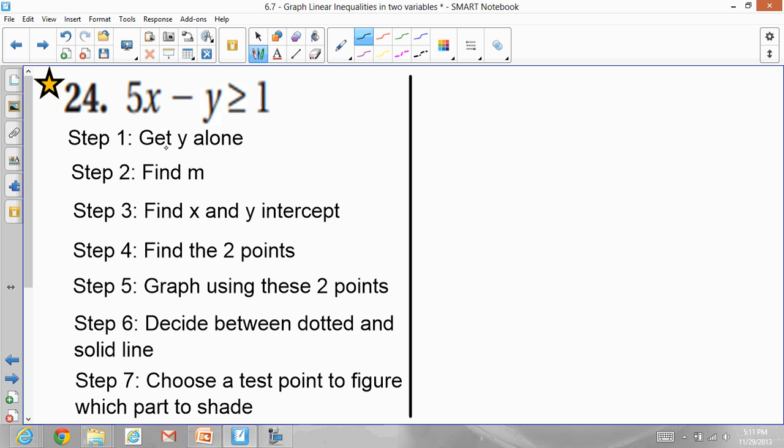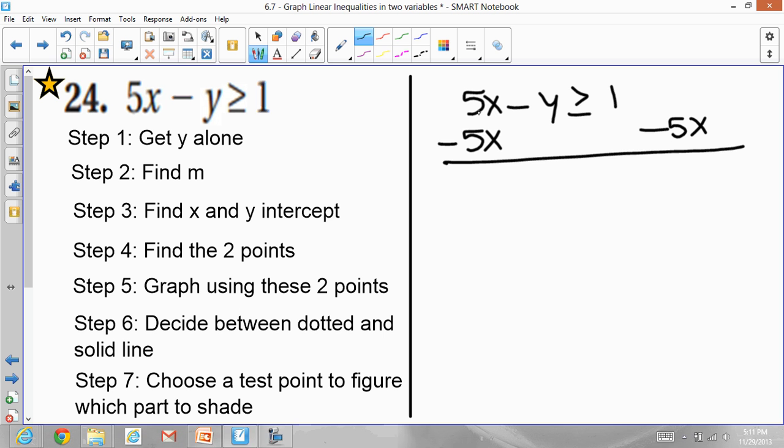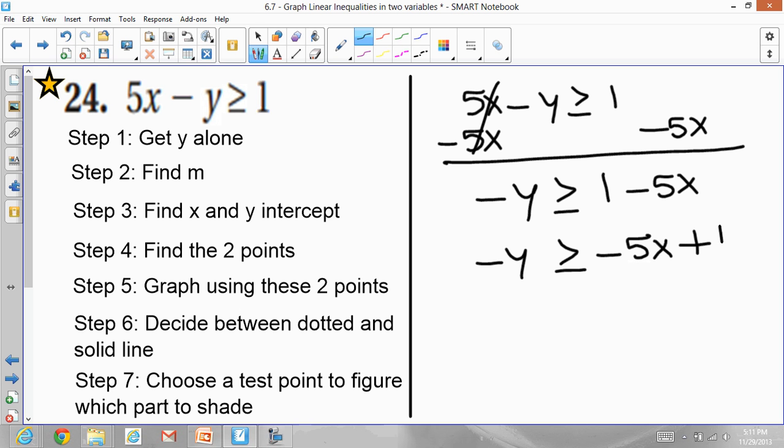Step number 1, get the y alone. So you have 5x minus y greater than or equal to 1. You want to get the y alone, so that means you need to get rid of the 5x. So you're going to do minus 5x on this side and minus 5x on this side. 5x minus 5x cancels out, so you get minus y greater than or equal to 1 minus 5x. If you want it to look like y equals mx plus b, then you have to rearrange this to look like minus 5x plus 1.